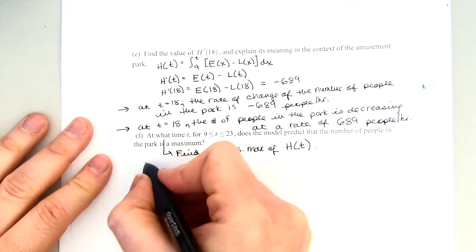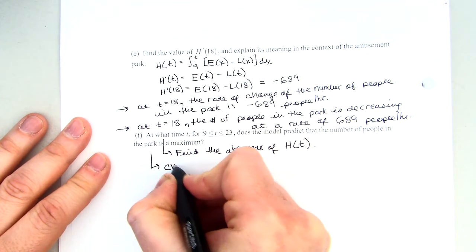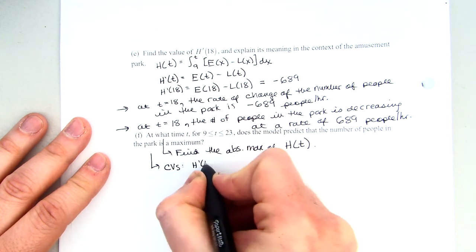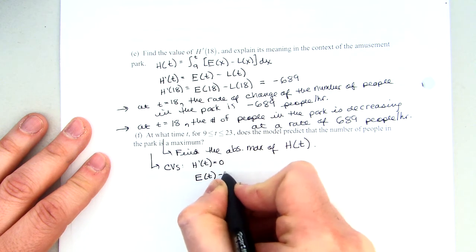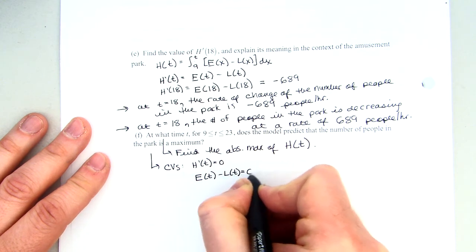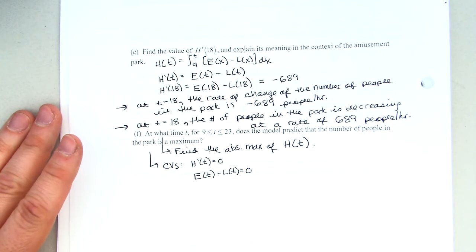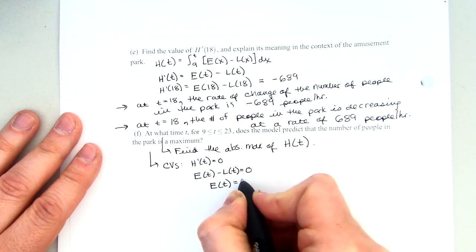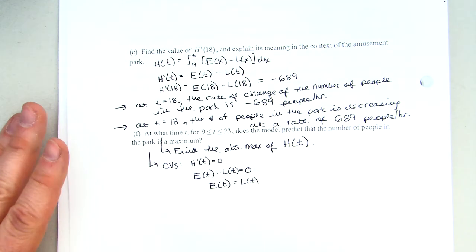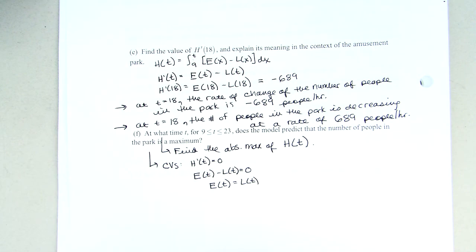First thing we need to do, I need my critical values. And my critical values occur where h prime of t equals 0, or where e of t minus L of t equals 0. And what's another way to say that? Aha. And what does that tell you you should be doing on your calculator to figure out critical values? Point of intersection of those two things. If you don't like that, you could also do y1 minus y2 and y3, turn off the other things, graph that, find the 0. I think point of intersection here, though, is going to be the way to go.